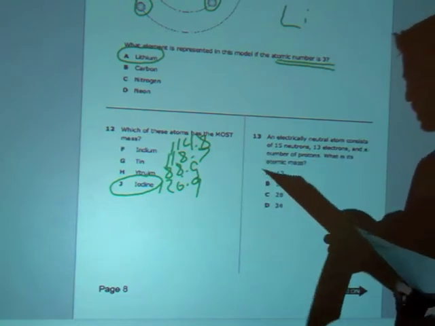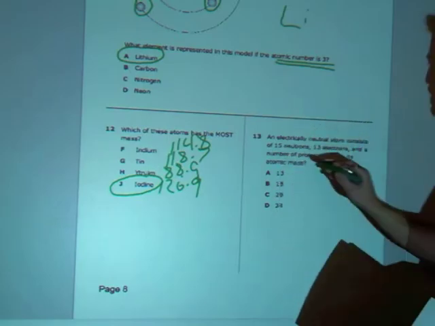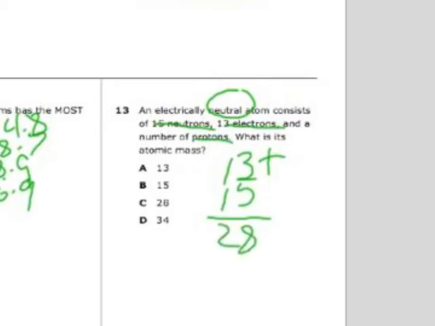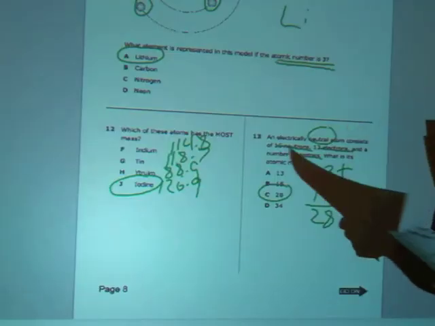Okay, number 13. An electrically neutral atom consists of 15 neutrons. Okay, I want y'all to pay really close attention here. This one was kind of tricky. It has 15 neutrons, 13 electrons, and a number of protons. What is its atomic mass? Okay, it says it's electrically neutral. That's important. That means it has the same protons as electrons. So it had 13 electrons, so it must also have 13 protons, which are positive. It told us it had 15 neutrons. Okay, when we add those together, what do we get? 28. Because remember, the mass is the protons and the neutrons. Yeah, so if it's electrically neutral, the electrons and protons had to match up. Okay, any questions there? That was kind of a tricky one. You had to kind of think twice on that one to figure it right. Everybody good?